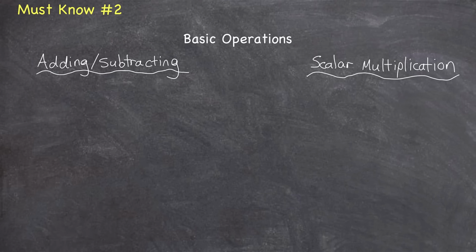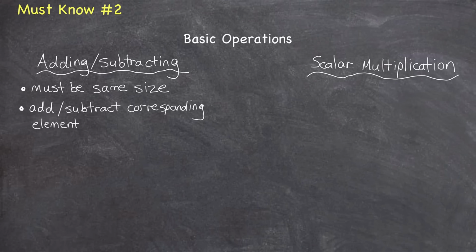The first thing we should note is that to add or subtract matrices, the matrices must be the same size. And all you have to do to add or subtract matrices is add or subtract their corresponding elements. So for example, if I have matrix A and B that are both 2 by 2 matrices, the sum of those 2 matrices would also be a 2 by 2 matrix made up of 4 elements.